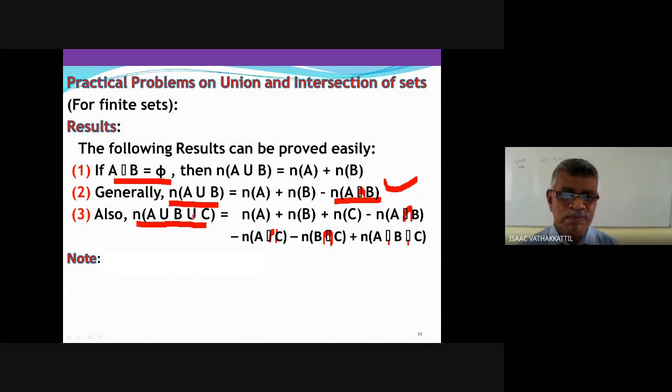Again, I remind you to remember the formula. If it is A union B union C, number of A union B union C is number of A plus number of B plus number of C minus number of A intersection B minus number of A intersection C minus number of B intersection C plus number of A intersection B intersection C.